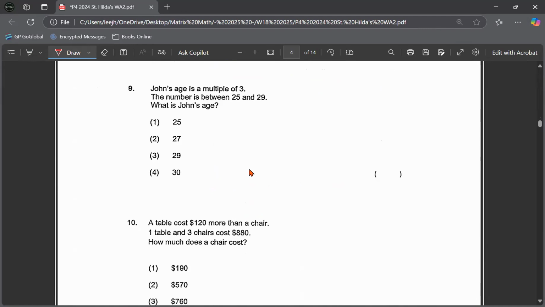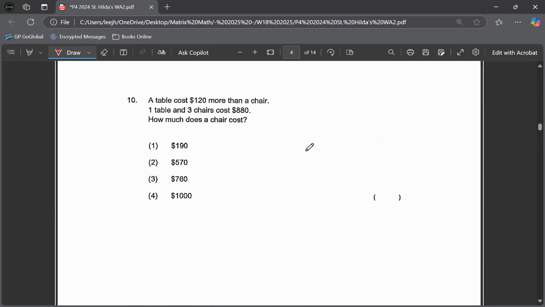Question 9. John's age is a multiple of 3. The number is between 25 and 29. What is John's age? So between 25 and 29, there are just a few numbers, which is 26, 27, and 28. So which of these numbers is actually a multiple of 3? So it is none other than just 27, because the rest of them cannot be found in the multiple of 3 timetable. So our answer is option number 2. Okay, this one very straightforward. You need to know your multiplication.